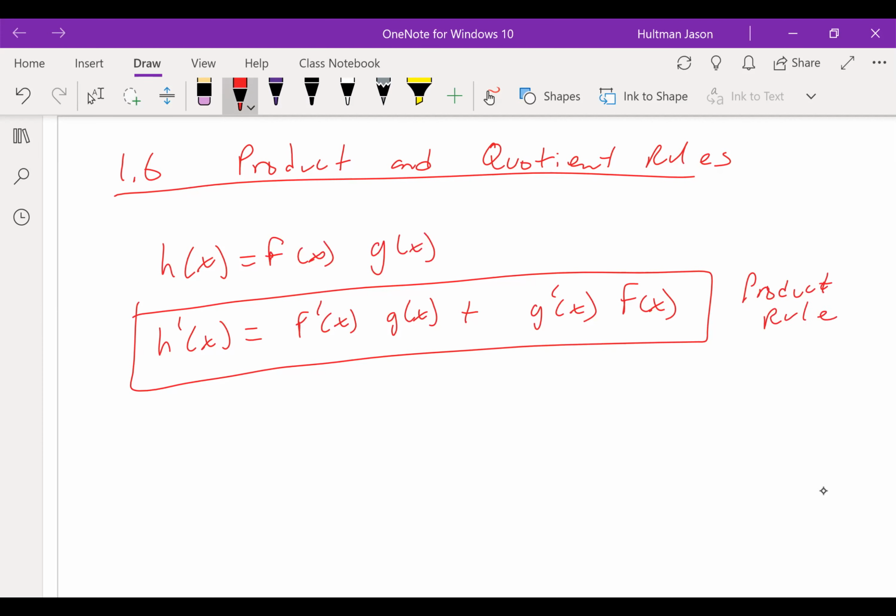Okay, when I have the product of two functions, I do the derivative of the first times the second plus the derivative of the second times the first. Okay, number one.